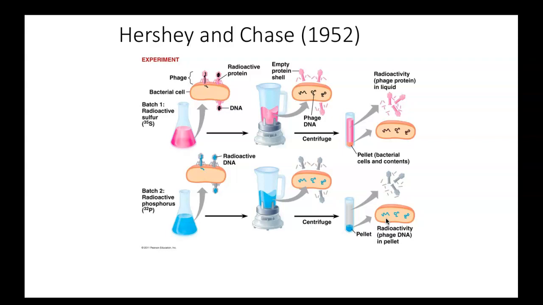Because you find sulfur in proteins and not in DNA. So if sulfur had shown up, they knew that that would be the protein. Why did they choose phosphorus for DNA? Because DNA has phosphorus and proteins don't. So if they found the radioactively labeled phosphorus inside the bacteria, then they know it had to be DNA.